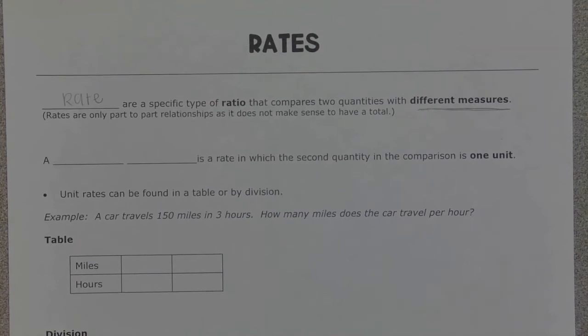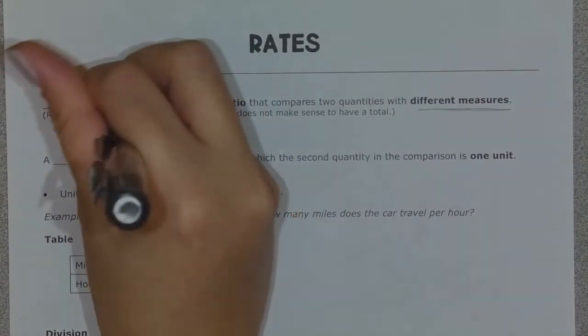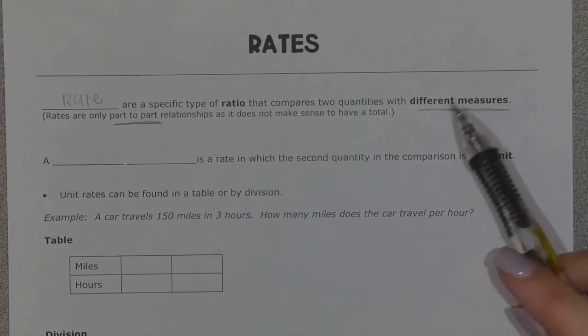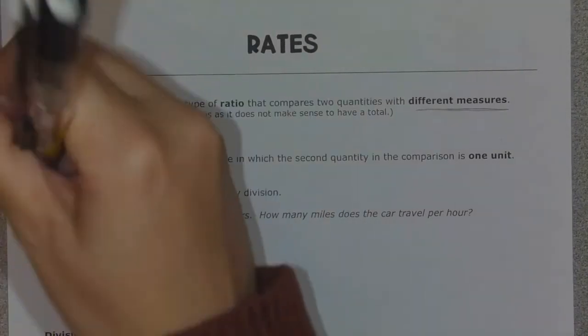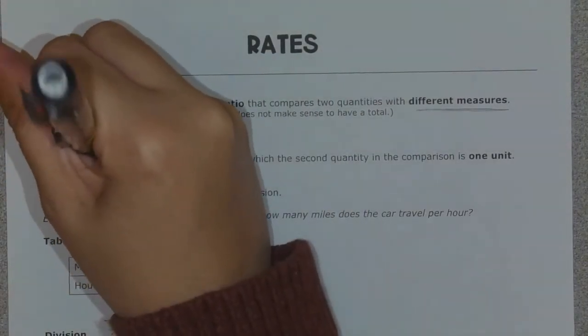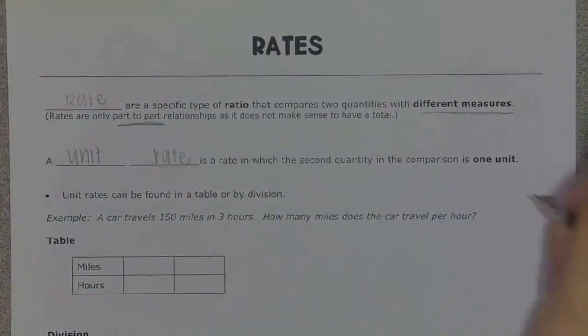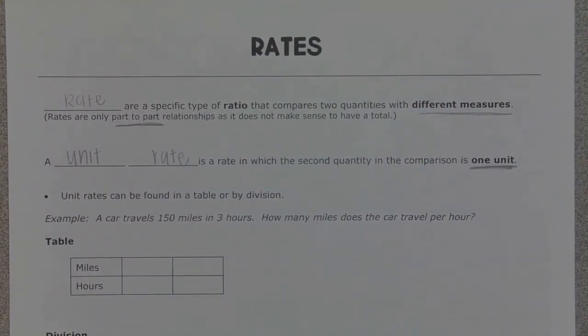Well, rates are a specific type of ratio because they only exist in a part to part relationship. Because a rate has two different types of measures, it doesn't make sense to have a total. And then we can get even more specific and talk about something called a unit rate. A unit rate is where the second quantity in the comparison is just 1 unit, just one amount. There are two different ways that we can find a unit rate. We can use a table or we can use division.